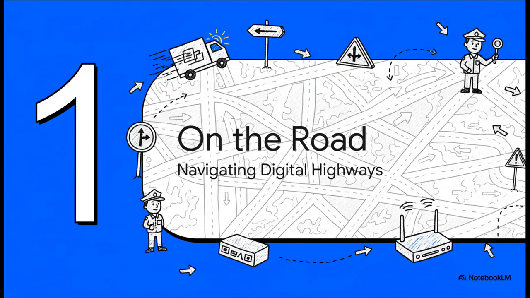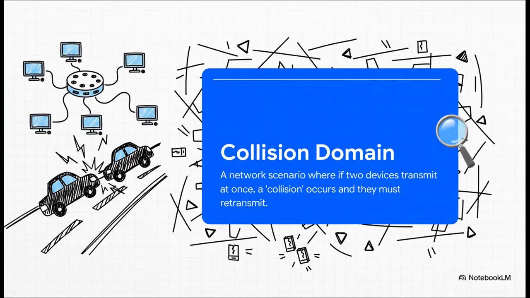Well, it relies on 2 crucial traffic cops, switches and routers. And each one is designed to solve a very specific kind of traffic problem. So, first up, we've got a problem called a collision domain. Just imagine a single-lane road where only one car can drive at a time. If 2 devices on a network try to speak at the exact same moment, their signals crash into each other, a collision, and they both have to back up and try again.